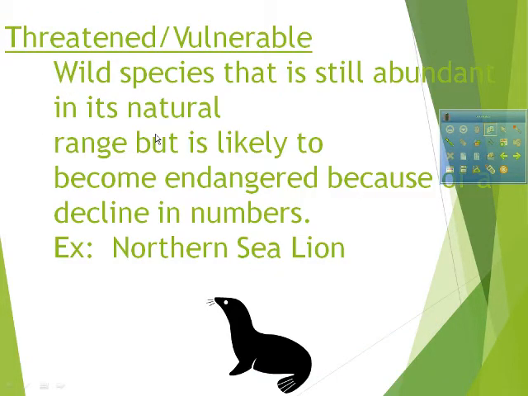Threatened or vulnerable is one step above that. So still abundant, but we're seeing a decline in numbers. The northern sea lion, and actually the species that my husband works on, the Steller sea lion, is threatened right now. The numbers in the U.S. are declining. The numbers in Russia are healthy. So part of his dissertation for his PhD is trying to figure out why the sea lions here in the U.S. are declining and why the ones in Russia are doing well.